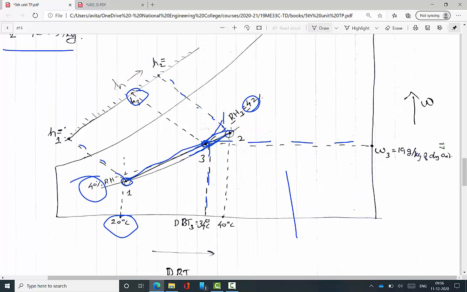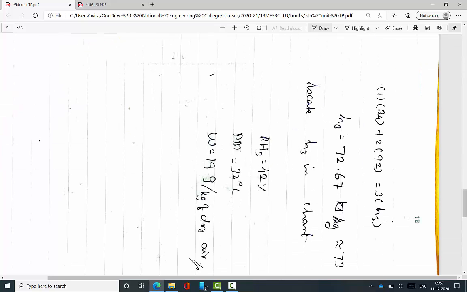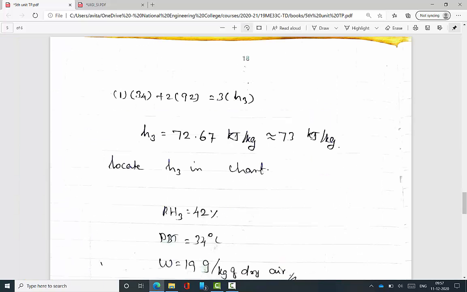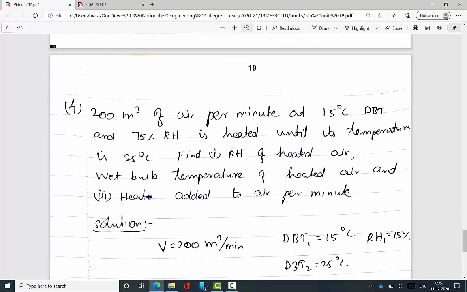Therefore the problem is over. 42% relative humidity, dBT 34 degrees Celsius and omega equal to 19 grams per kg of air, with the help of the psychrometric chart. So this is another type of example. Then we go to the fourth problem. It's a very simple problem.